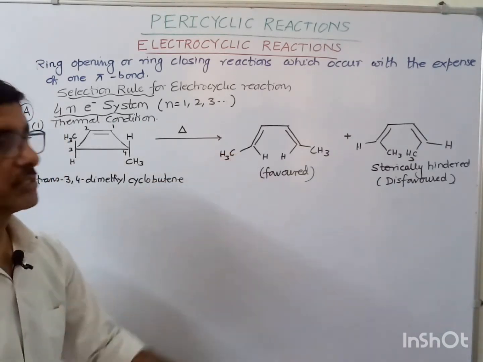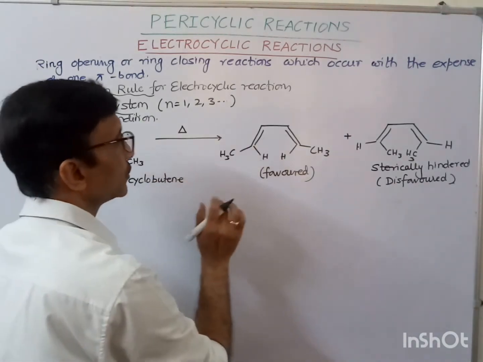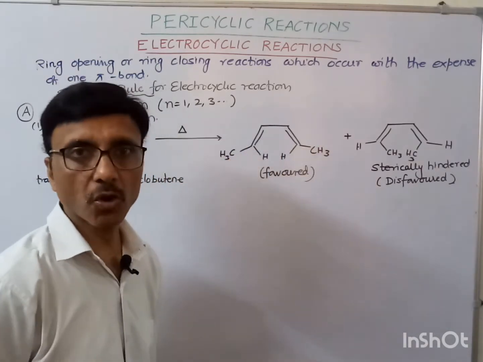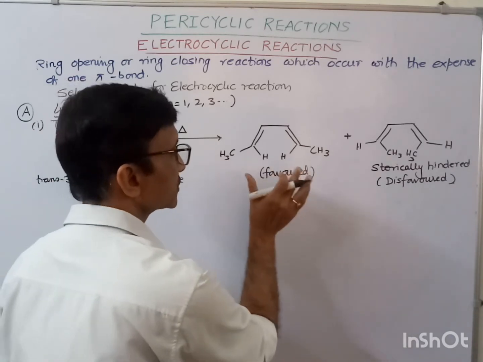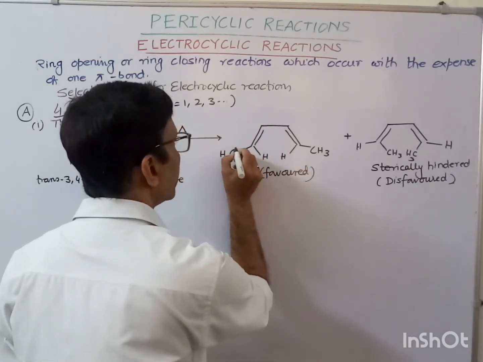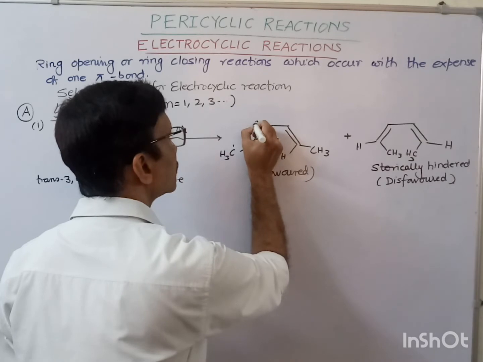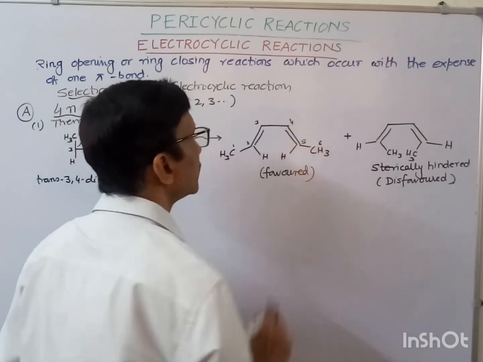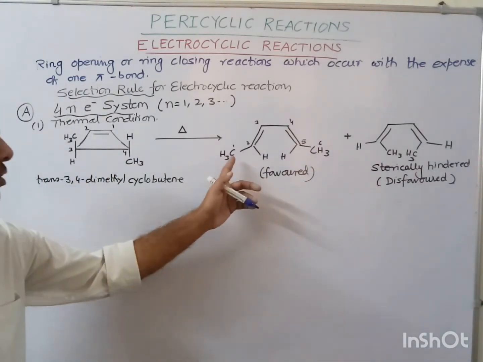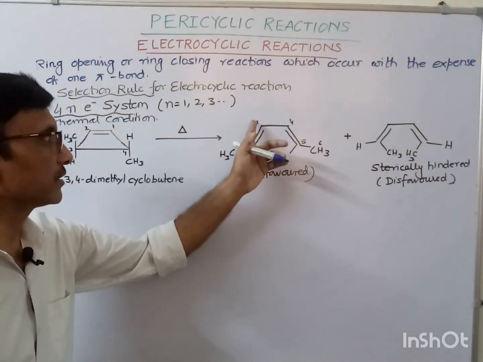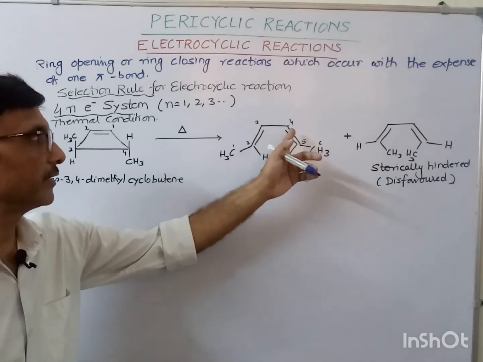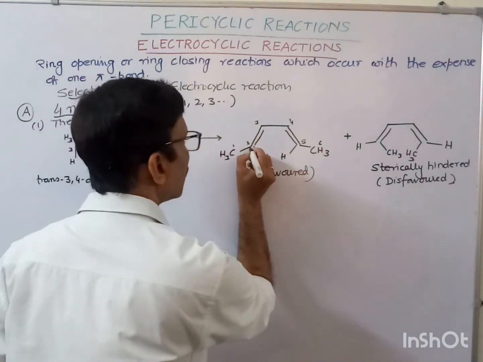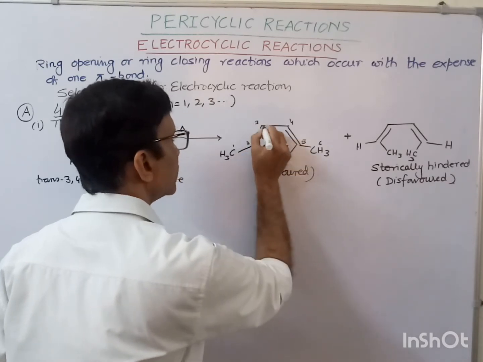And what is the name for this? If you want to write the name, this is 1, 2, 3, 4, 5, 6. The longest carbon chain has the 6th carbon. So this is first, second, third, fourth, fifth, and this is your 6th. Okay. Now at second and third, this is the double bond, and at 4 and 5 a double bond is present.